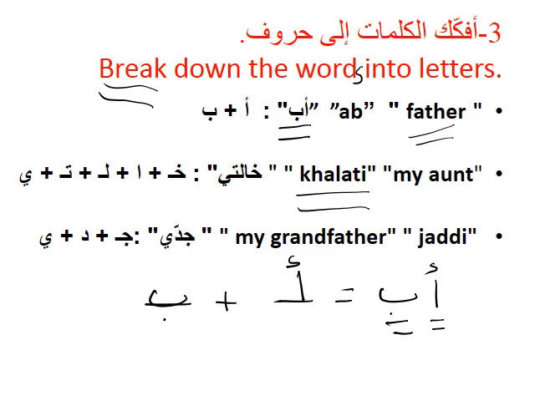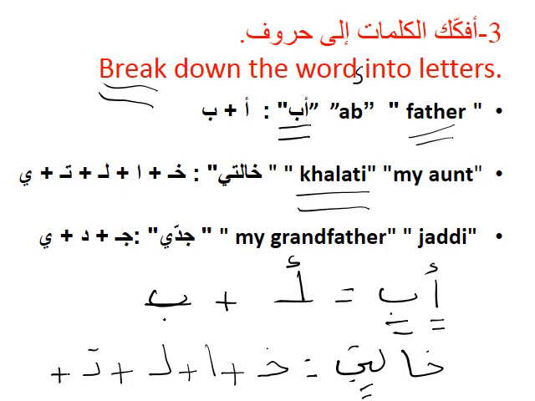The word خالتي here is made up of 5 letters. So the first letter is kha, which has a tail, and the second letter is a, which doesn't have a tail. The third letter is la, which has a tail, and the fourth letter is ta, which has a tail, and the fifth letter is ya, which is connected to the letter before it. So there are 5 letters in this word.